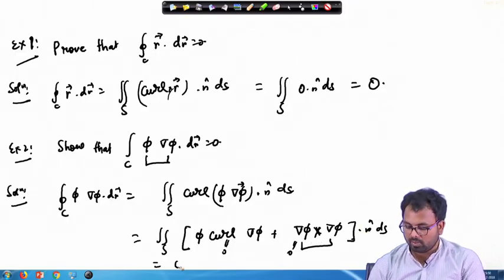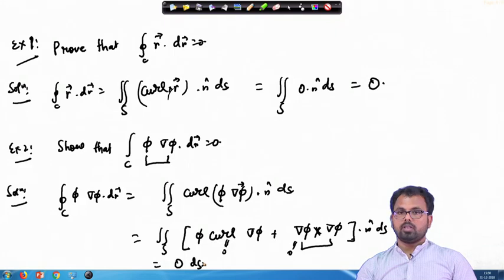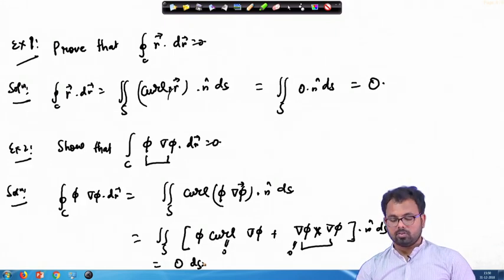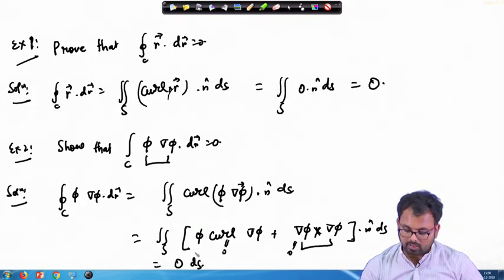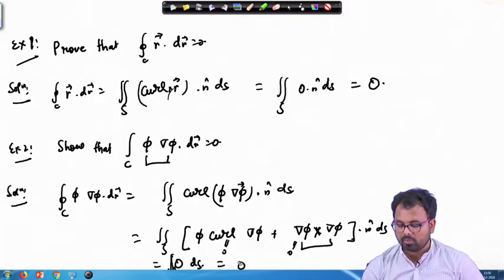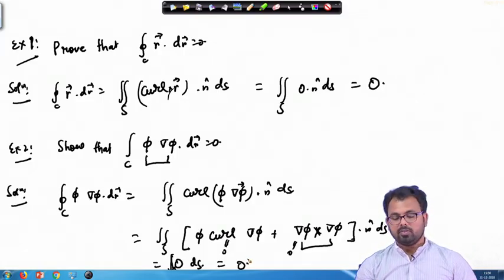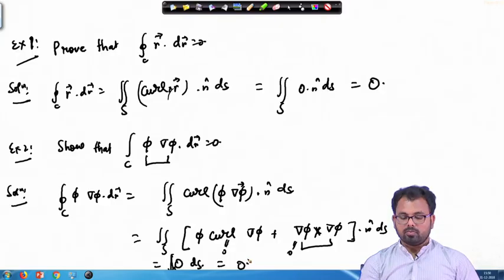So, the whole thing will reduce to 0 dS. Because this is a 0 vector, a 0 vector dotted with n cap is a 0 scalar, and then we integrate over the surface S. So, this is ultimately 0. You see we did not have to go through any complicated calculation, we just had to use Stokes theorem. That means you can convert your line integral into a surface integral and then the rest of the simplification is pretty much straightforward.